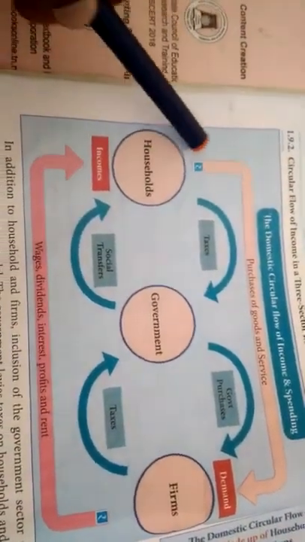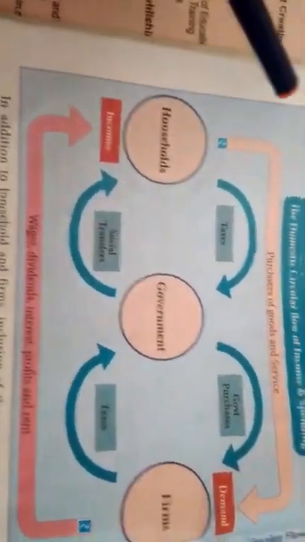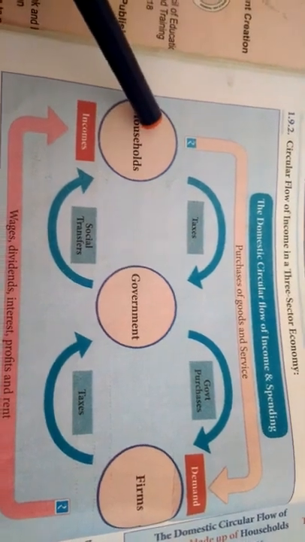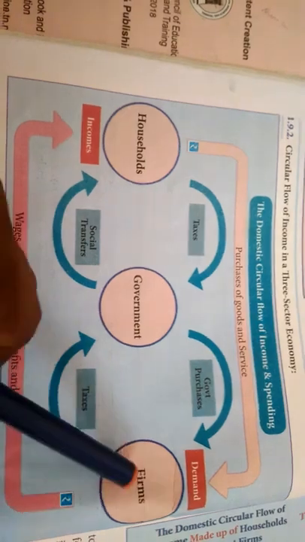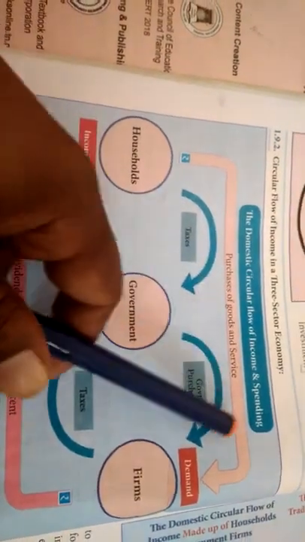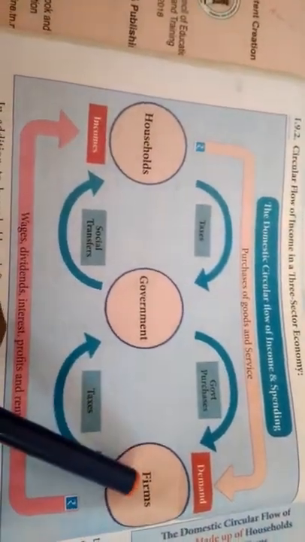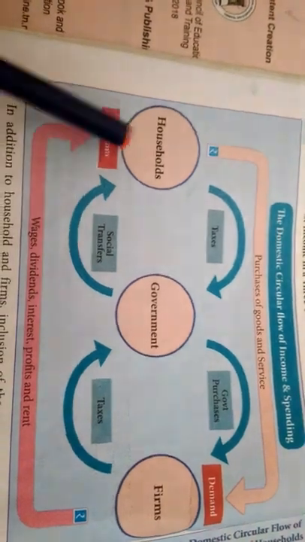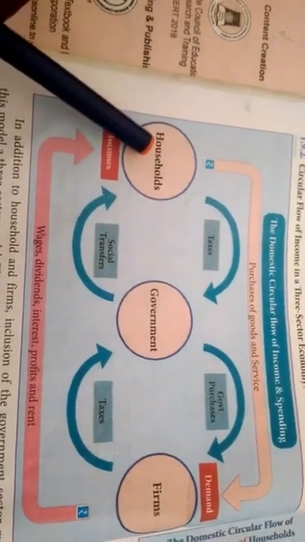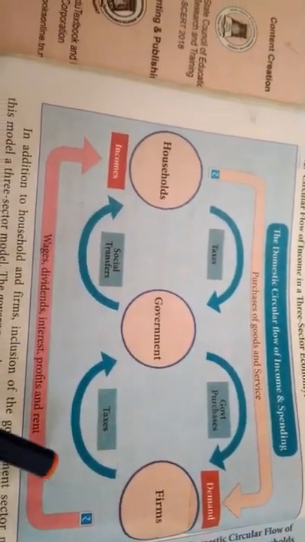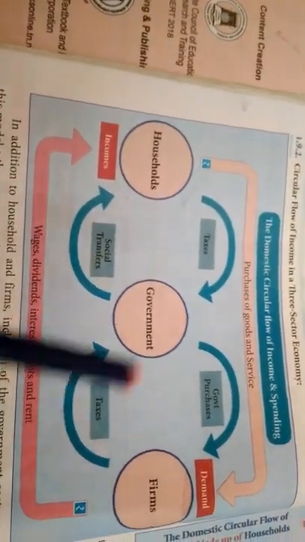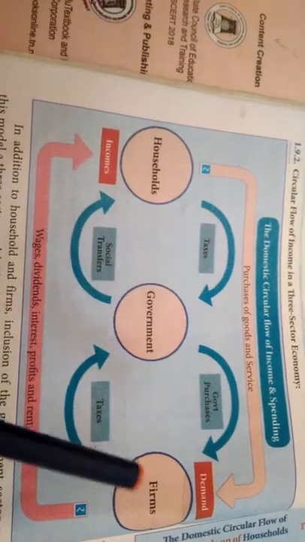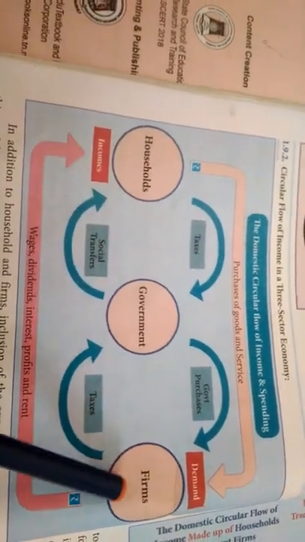Okay, now the purchases of goods and services are made by the household. So the relationship between the household and the farm is also explained by the outer flow. The farm also has to provide income to the household sector by using the factors of production, in the form of wages, dividend, interest, profit and rent. So this is the relationship between the household and farms.